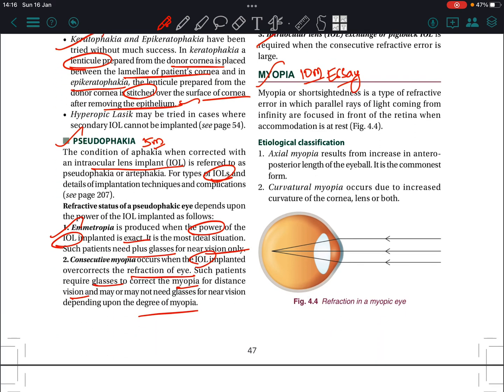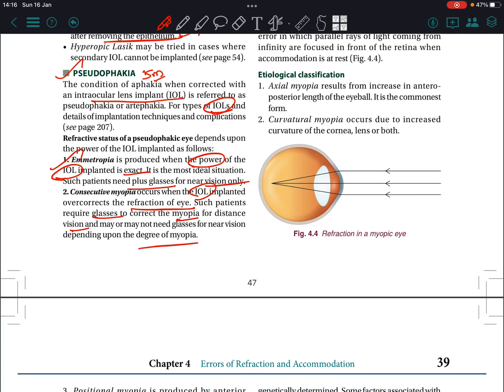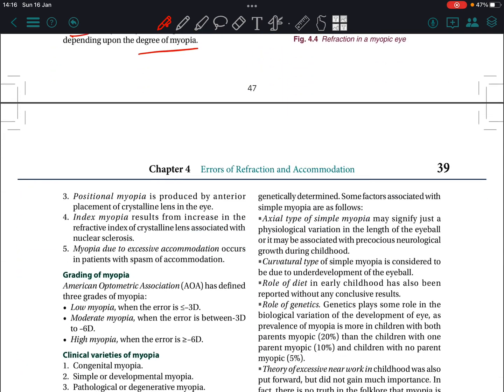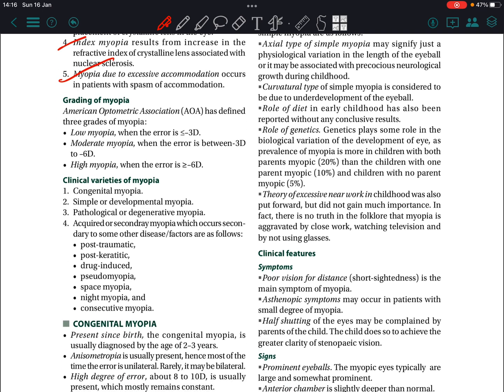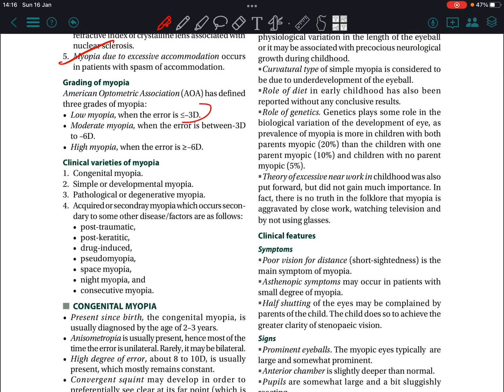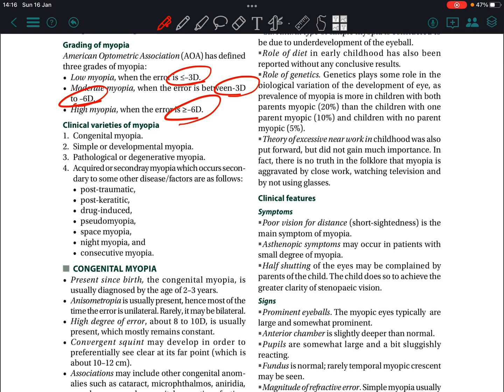Myopia is short-sightedness, when light rays are focused in front of the retina. Etiological classification: axial myopia, an increase in anteroposterior length of the eyeball. Curvature myopia, increased curvature of the cornea, lens, or both. Positional myopia, index myopia, myopia due to excessive accommodation. Grading of myopia: low is up to -3, moderate is -3 to -6, high is greater than or equal to -6.